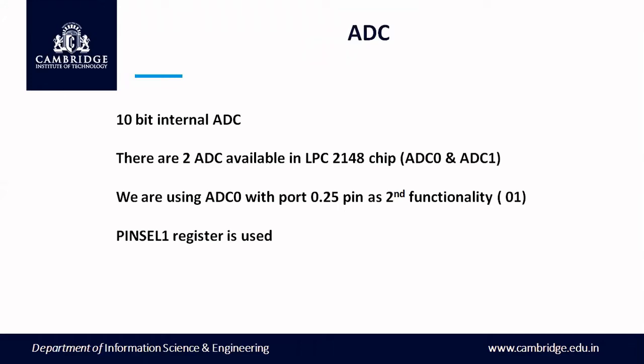In each pin, the first functionality will always be GPIO, general purpose input output. This ADC is not GPIO, it will be considered as another functionality. Each pin can have 4 functionalities. The first one is always GPIO. It can have second, third and fourth functionality. Your ADC will come with the second functionality. If it is GPIO, you should put the value 0, 0. If it is second functionality, you should put 0, 1. Third functionality 1, 0. Fourth functionality 1, 1.